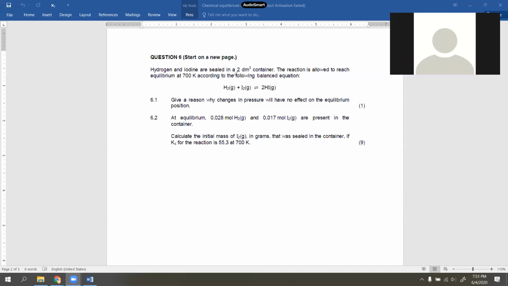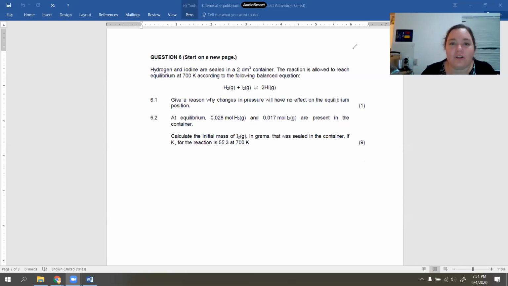So you're told that hydrogen and iodine are sealed in a 2 decimeter cube container. So I immediately start by writing my volume, top right-hand corner of my page. The reaction is allowed to reach equilibrium at 700 Kelvin. That's a token value. You take a mental note, say maybe it's higher or lower, look for it later, but ignore it otherwise, according to the following balanced equation. Question 6.1, give a reason why changes in pressure will have no effect on the equilibrium position.